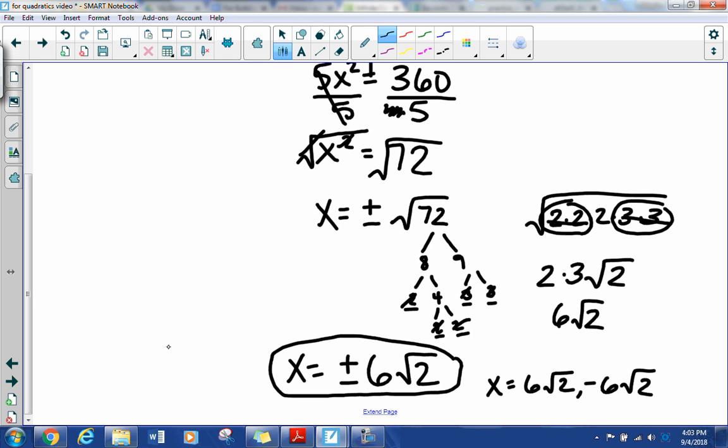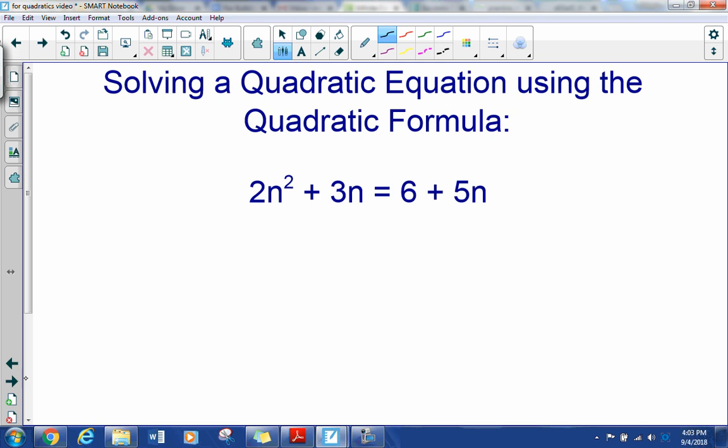The last method I'm going to show you for solving a quadratic equation is by using what's known as the quadratic formula. This one is a favorite just because it works for any quadratic equation, but my warning on this is that the quadratic formula can be pretty tricky and it's easy to make mistakes, so I use it as a last resort. If I can't factor the equation, if I can't use the square roots method, then I'll use the quadratic formula.